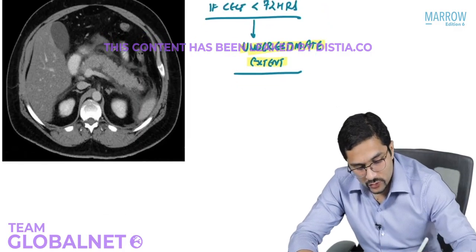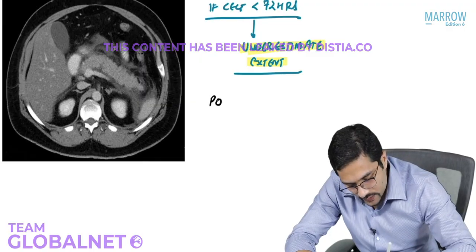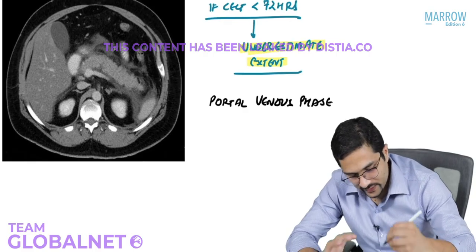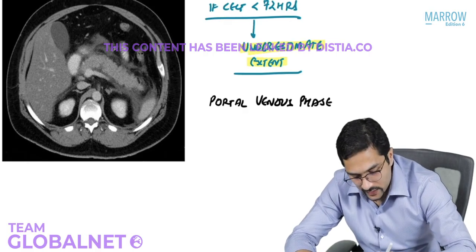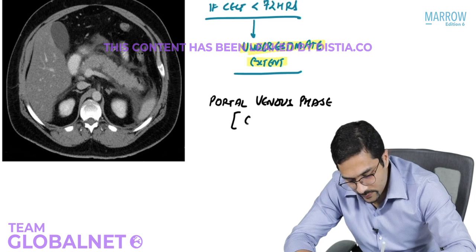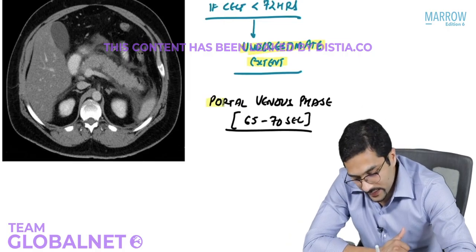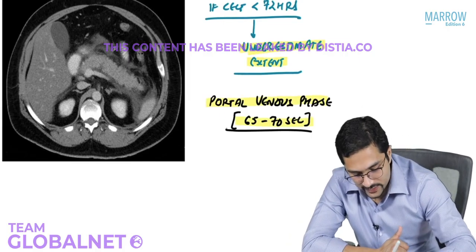One more thing which you should know, and these are direct lines out of Bailey. The portal venous phase in CECT, that means which occurs 65 to 70 seconds after injection of the contrast, is the most sensitive phase.